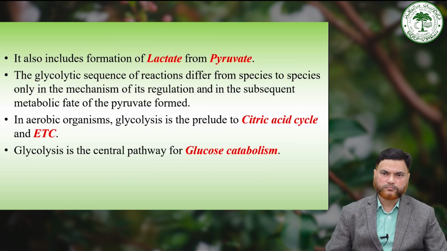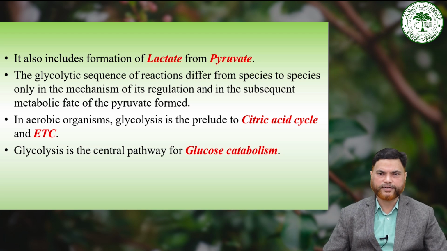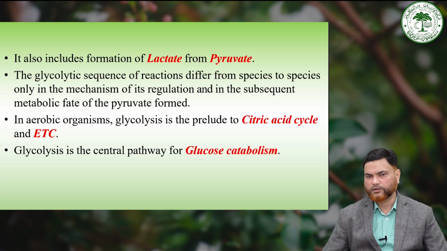Now, generally, lactate is formed from pyruvate as part of the glycolytic process, and the sequence of reactions in glycolysis varies among species, primarily in the regulation mechanism and the subsequent metabolic fate of the produced pyruvate. So, in aerobic organisms, glycolysis serves as the precursor to both the citric acid cycle and the electron transport chain. Basically, it functions as the central pathway for catabolism of glucose.